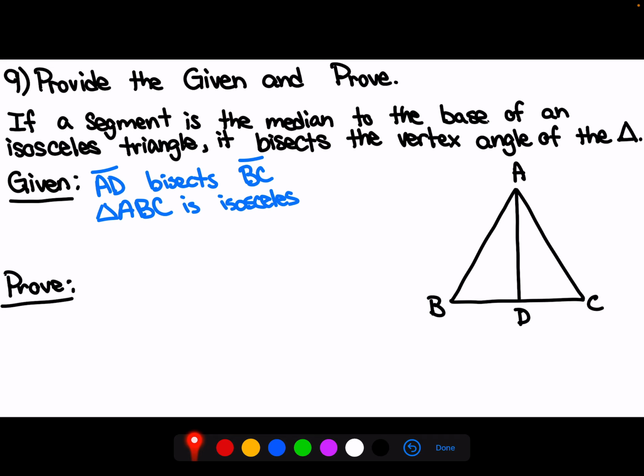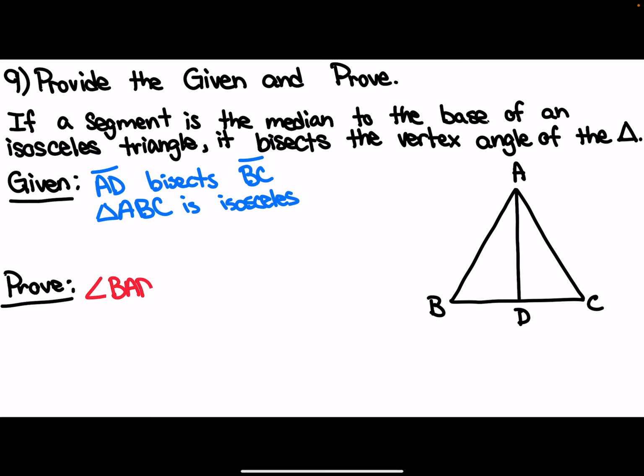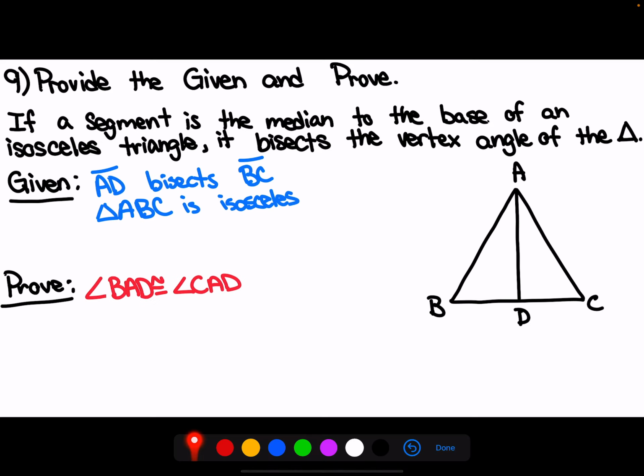For what we're trying to prove, it bisects the vertex angle of the triangle. Well, our vertex angle is angle BAC. So that would mean that angle BAD would be congruent to angle CAD. So that's what we're trying to prove. Angle BAD is congruent to angle CAD. Again, realize that this is a conditional statement. Anything after if is given. Anything after the comma or after then is what we're trying to prove.